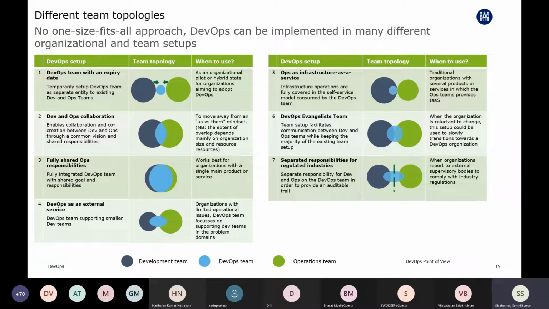So the third one is fully shared ops responsibility. So the first one is DevOps team with an expiry date, the second one is Dev and Ops collaboration, and the third one is fully shared ops responsibility. What does it mean? It works best for organizations with a single main product or service. So now we take one application, we develop the application, and there is visibility: everyone can view what the phase is and what they are developing and what code they are building.